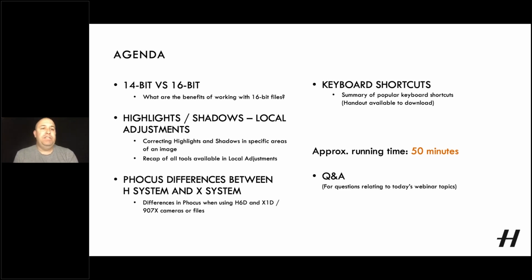We've then got the highlights and shadows, local adjustments. We had a few questions on how to correct highlights and shadows in specific areas of an image. So that's combining the highlights and shadows tools with the local adjustments tool. And we're also going to recap on all the tools that are available in local adjustments. Again, the local adjustments is something that we've covered before, but Chris will just do a quick recap of the other tools whilst we're in that tool.